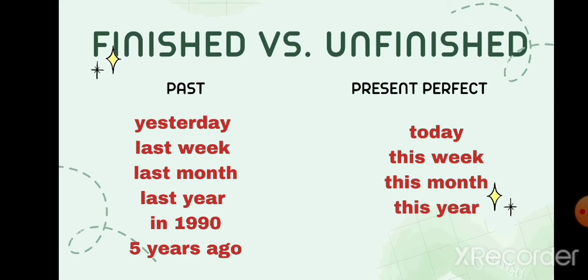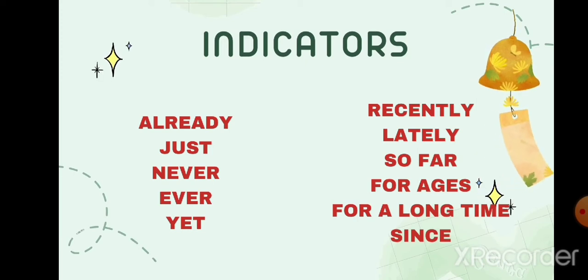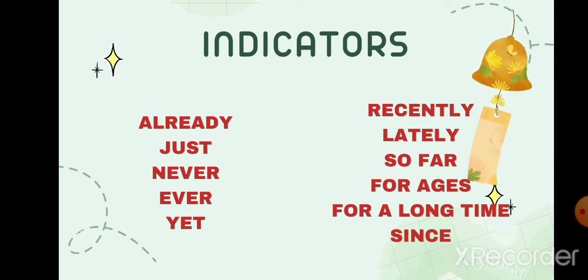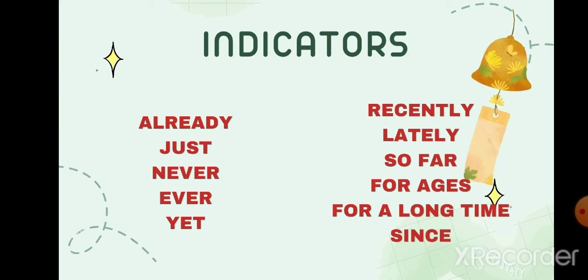Yesterday is finished. I have been to the zoo today. So today isn't finished yet. That's why I'm using I have been to the zoo today. And some more indicators can show us present perfect tense, like already, just, never, ever, yet, recently, lately, so far, for ages, for a long time, since. Keep in your mind, already, just, never, ever can be put between subject and verb.